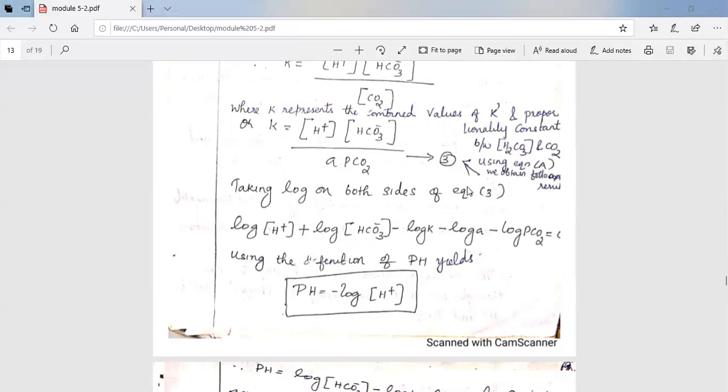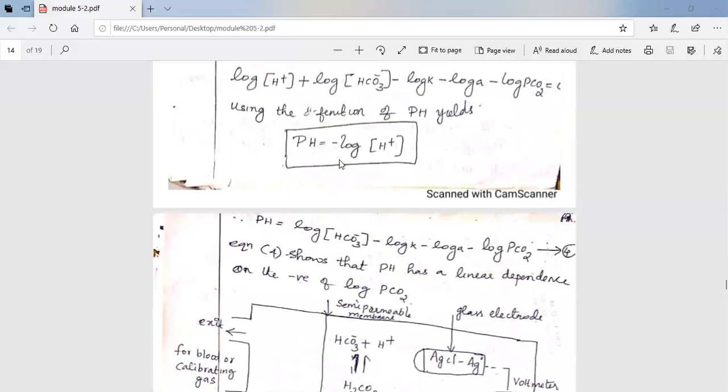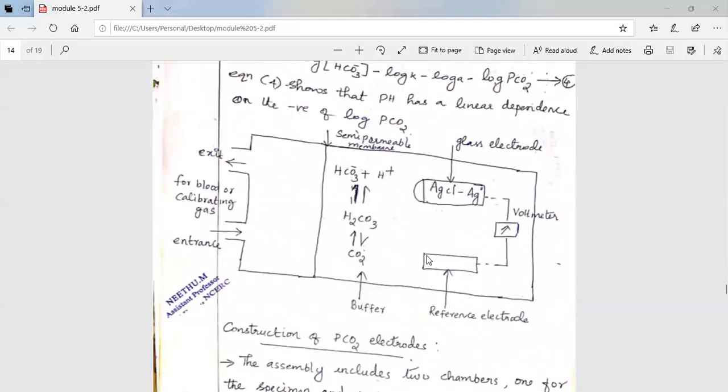And taking log on both sides of equation 3, we get log [H+] + log [HCO3-] = log K + log α + log PCO2. Using the definition of pH, we know pH = -log [H+]. Therefore, pH = log [HCO3-] - log K - log α - log PCO2. Mark it as equation 4. And equation 4 represents that pH has a linear dependence on the negative of log PCO2.